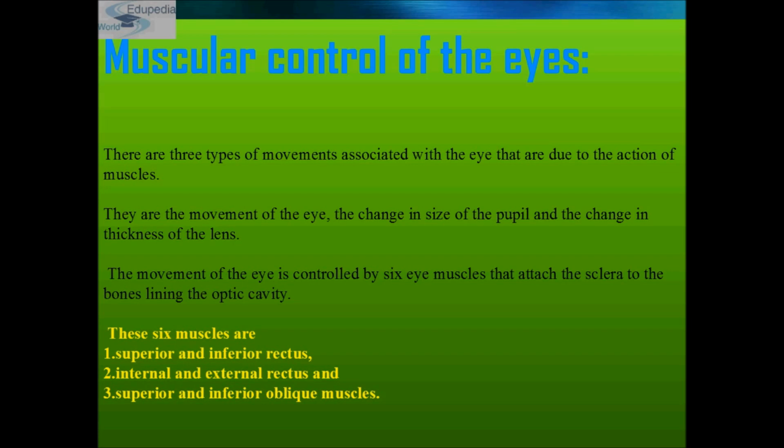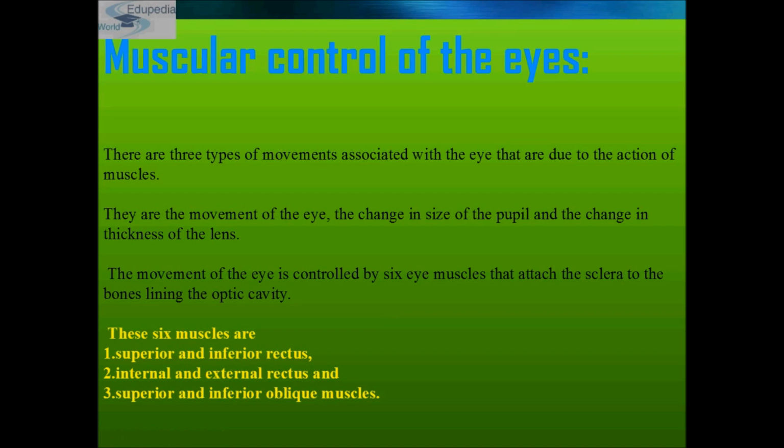They are grouped as superior and inferior rectus, second internal and external rectus, and third superior and inferior oblique muscles. So there are 3 types of movements associated with the eye that are due to the action of these muscles with 3 pairs of muscles. Okay, they are the movement of the eye, the change in size of the pupil, and the change in the thickness of lens. It is all regulated by these 6 muscles.